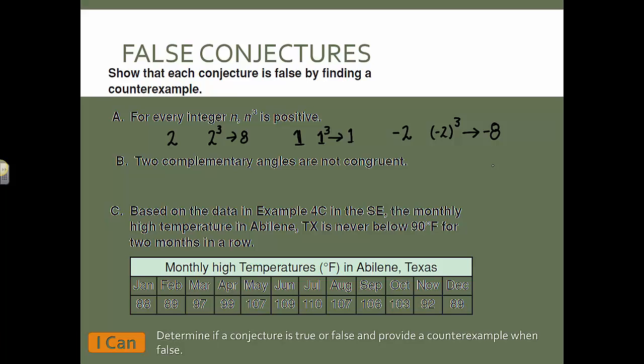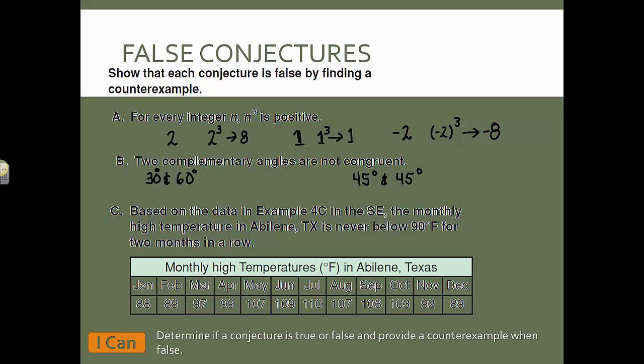Here's the next one. 2 complementary angles are not congruent. Okay, so what does complementary mean? It means they sum to 90. What does congruent mean? It means their measures are the same. So can I come up with 2 complementary angles that are not congruent? Yeah, 30 and 60. So that's true. But in order to prove that it's false, I have to come up with a counterexample, an example where the 2 complementary angles are indeed congruent. And so my counterexample would be, hey, what if those angles are 45 degrees and 45 degrees? So I just came up with a counterexample that showed that that conjecture was false.